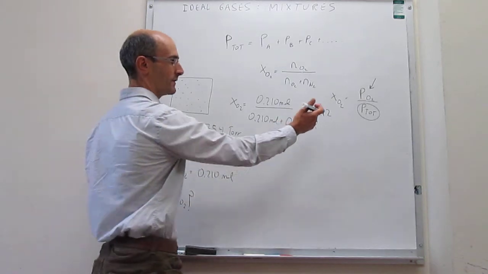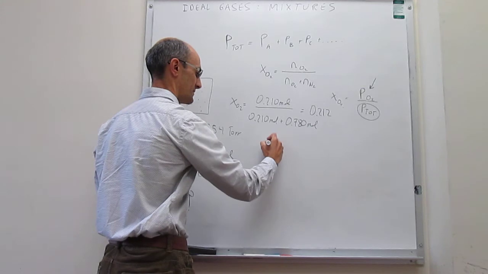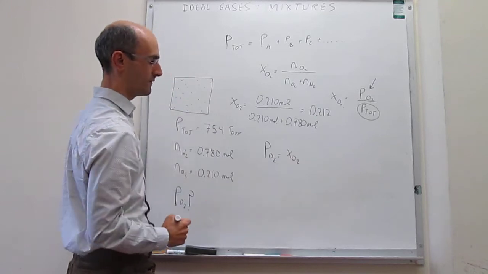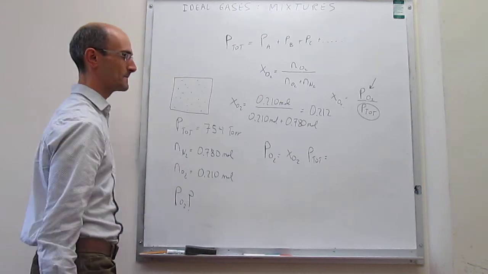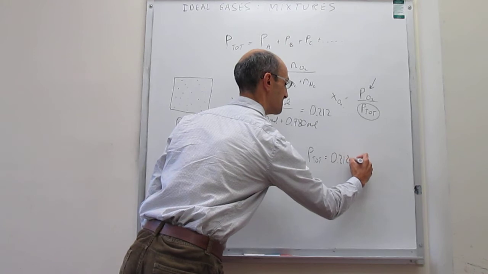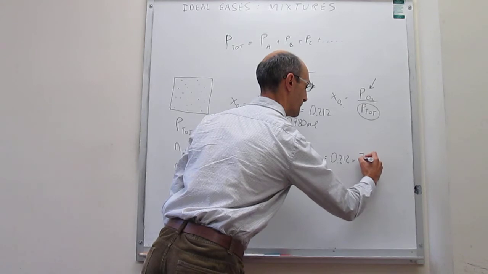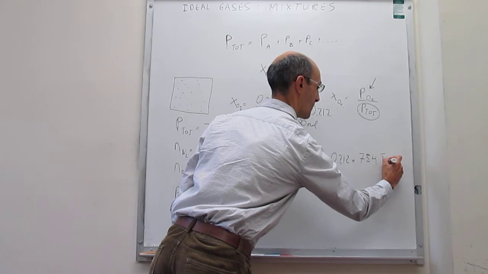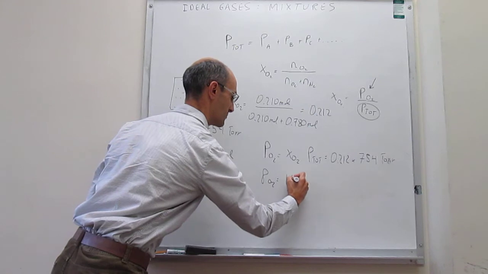All right, so then we actually have all that we need to be able to solve for the partial pressure of oxygen in that mixture. Notice that solving for the partial pressure of oxygen is going to result in the following. This is just the mole fraction of oxygen multiplied by the total pressure, and then we have everything that we need. The mole fraction we just calculated, 0.212. And then the total pressure is equal to 754 torr. So that number ends up being equal to 160 torr.